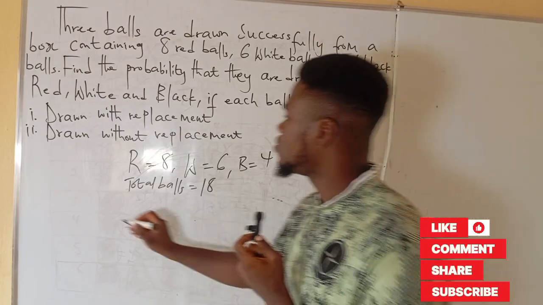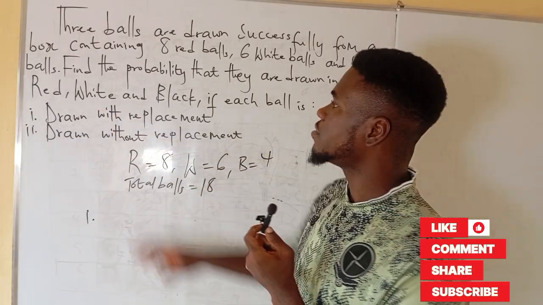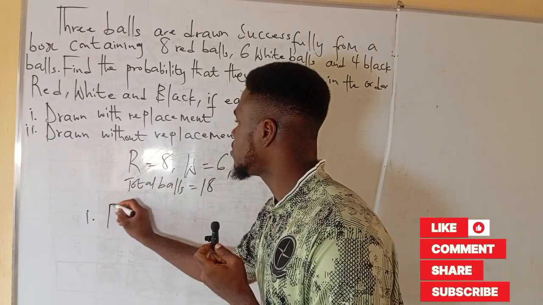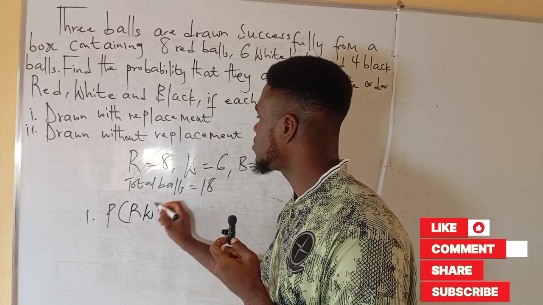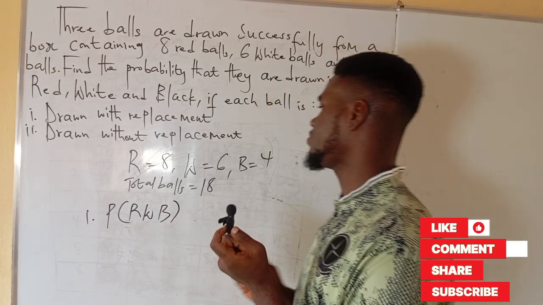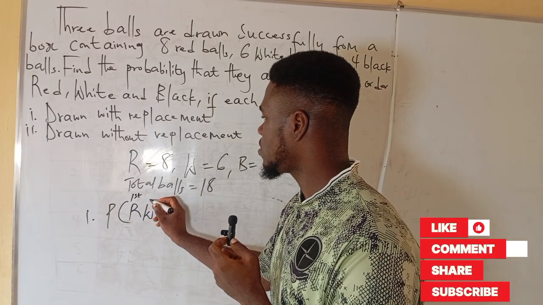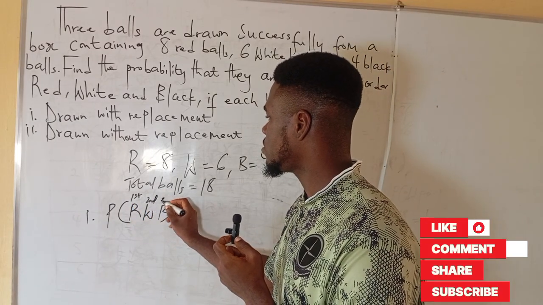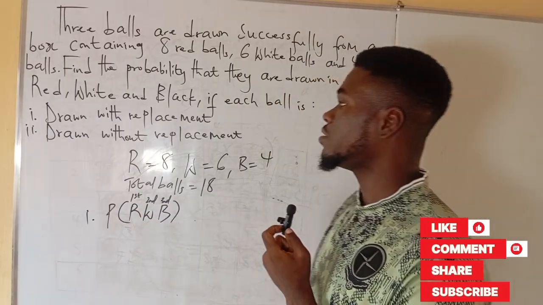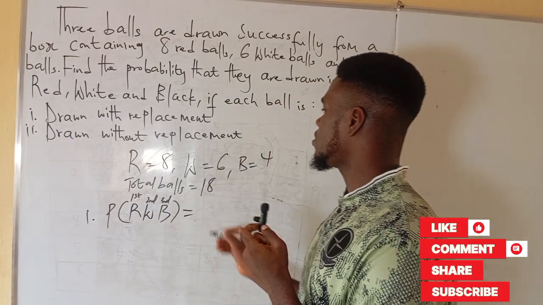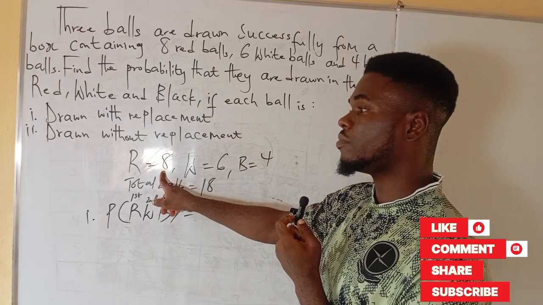Okay, so I said we're drawing these balls with replacement in this order. So that means the probability of drawing, look at the order, red, white, and black ball. The first ball you draw is going to be red, second is white, while the third is black. Okay, let us begin now. For the red ball, how many red balls do we have? We have 8 red balls.